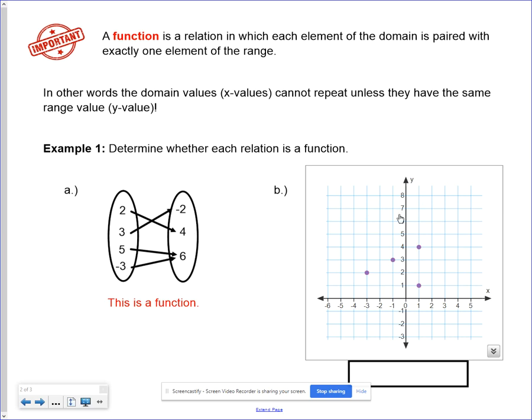All right, let's look at example B here. Again, take a minute or two and think about whether this represents a function or not. This is not a function. The reason it's not a function is because if you look at this point right here, this point here is 4, 1. I meant 1, 4. This point down here is 1, 1. These 2 points have the same domain value. The domain value of 1 is repeated. Therefore, this is not a function.